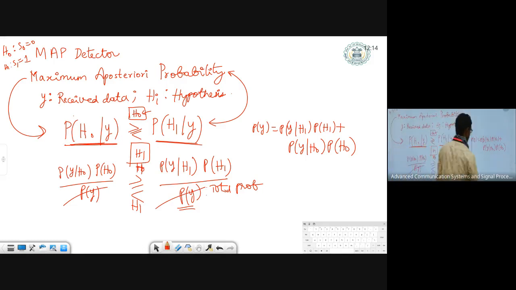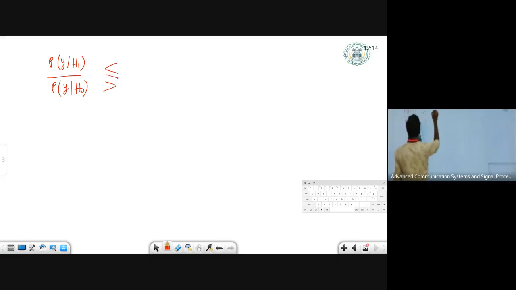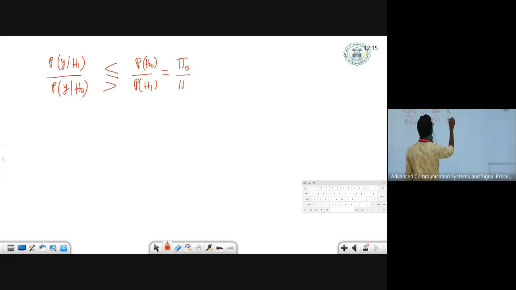Let me move on to the next slide. So you'll have probability of Y given H1 divided by probability of Y. If you want, you can note it down parallelly, otherwise it's up to you. We'll get the probability of H0 divided by probability of H1, which we usually write as pi naught by pi 1, which equals tau MAP, the MAP constant. This is a constant. Why we call it a constant, we'll see a little later.